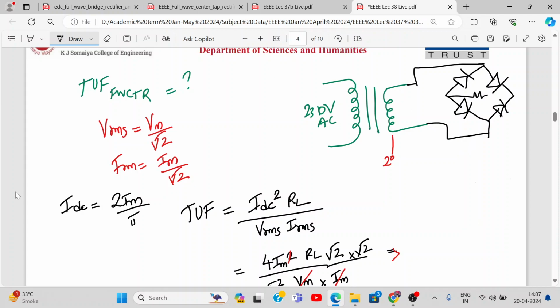Yes or no? So please make the correction. It is not center tap, it is bridge rectifier, full wave bridge rectifier. So for bridge rectifier, this formula is correct.